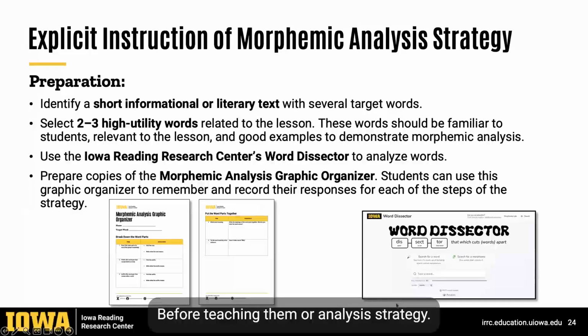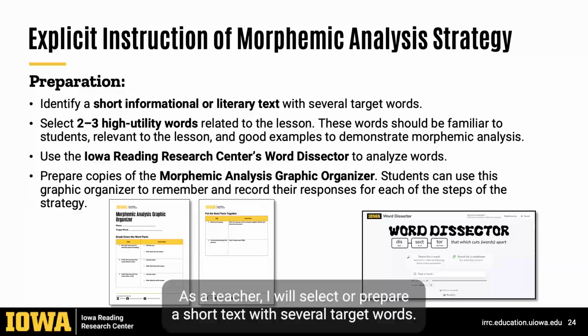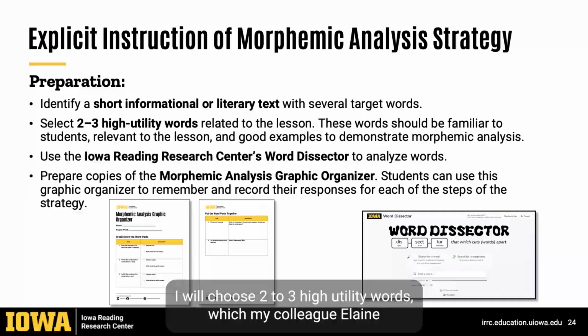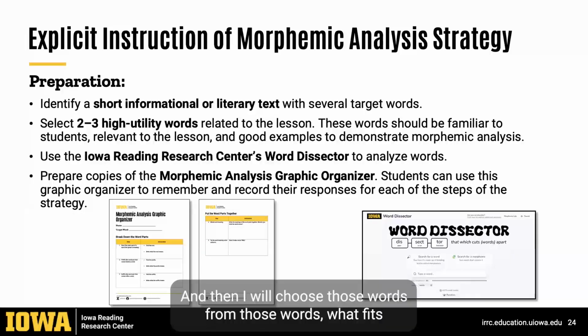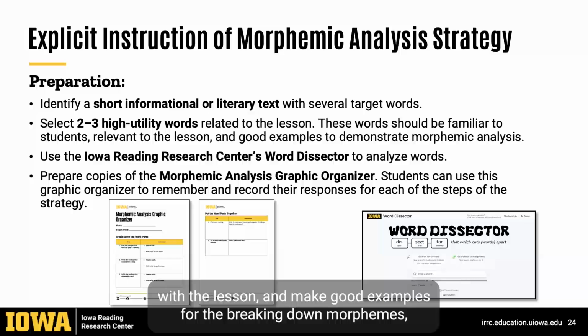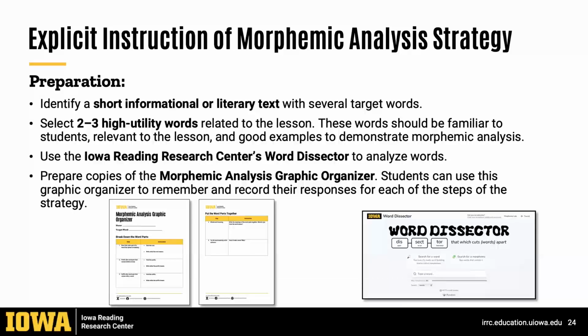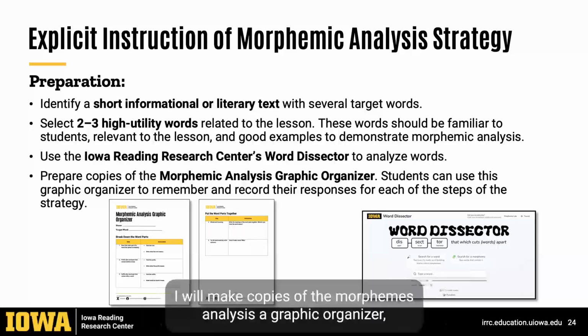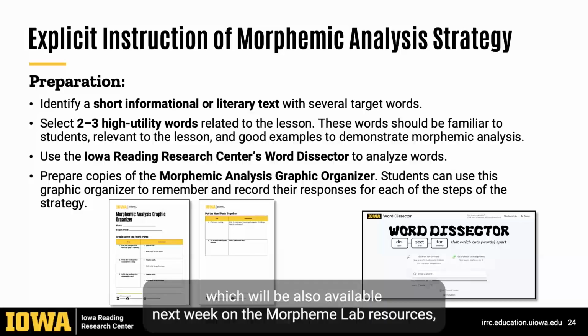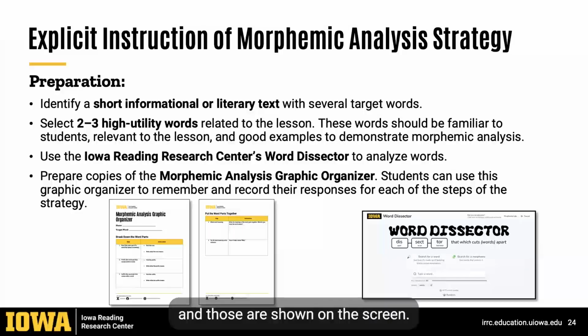Before teaching the morphemic analysis strategy, as a teacher, I will select or prepare a short text with several target words. I will choose 2 to 3 high utility words, which my colleague Eleni just talked about, words that occur across different subjects. And then I will choose from those words what fits with the lesson and makes good examples for breaking down morphemes. I will check the words' morphemes using the soon-to-be-released Word Dissector app. I will make copies of the morphemic analysis graphic organizer, which will also be available next week on the Morpheme Lab resources, and those are shown on the screen.